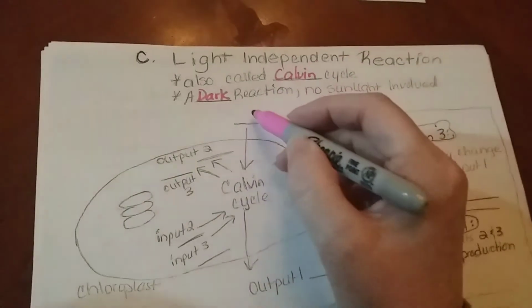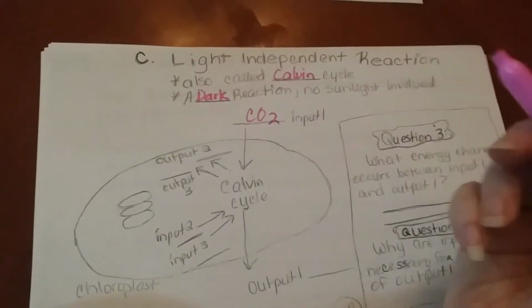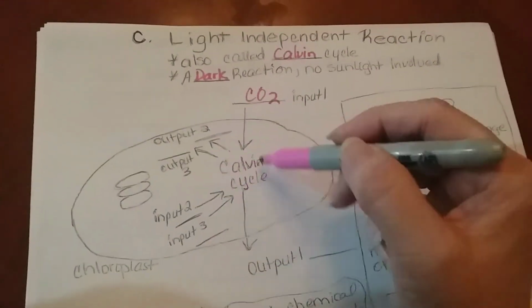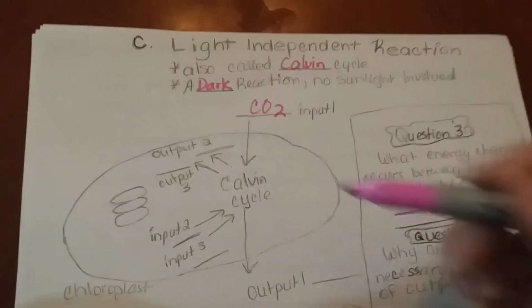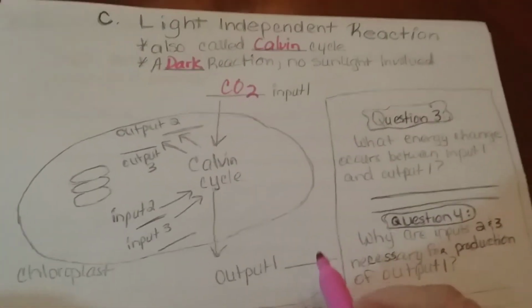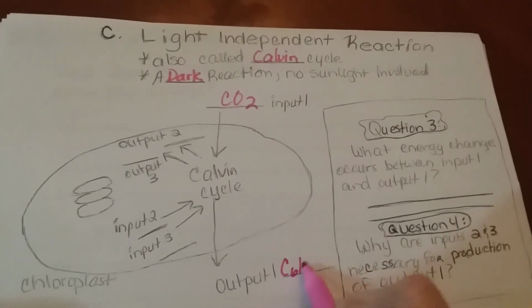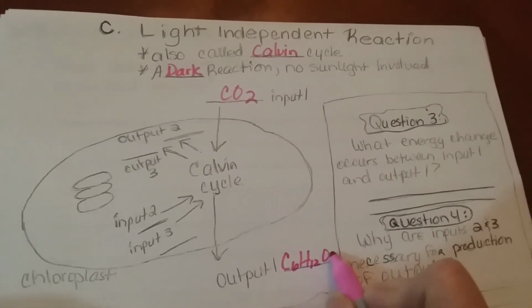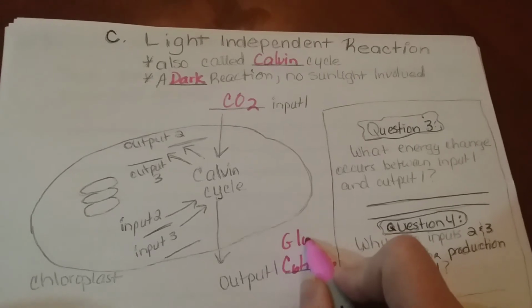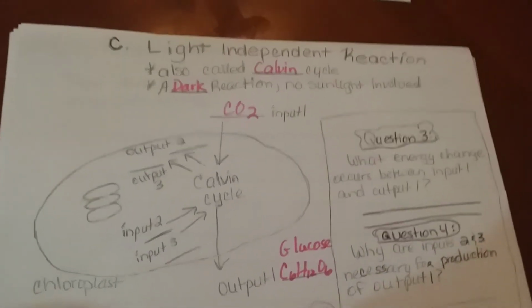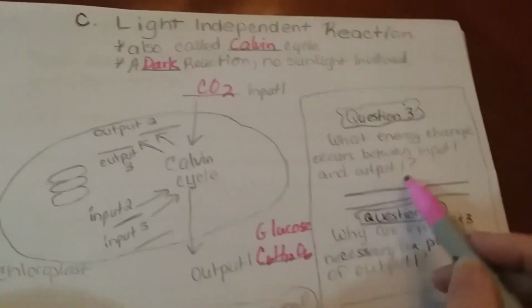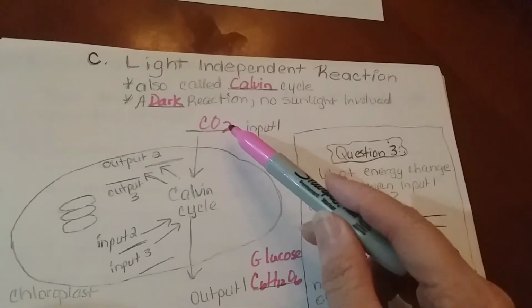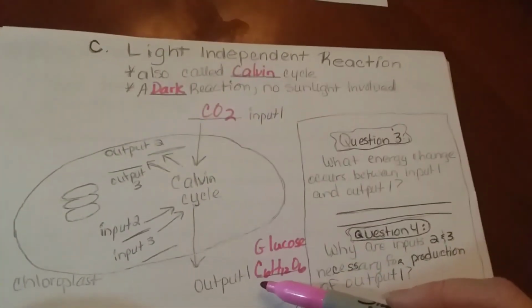Well, the input 1 is carbon dioxide. That is absorbed by plants, and it cycles through this part of the chloroplast. From that, we get our sugar. So that's C6H12O6 glucose. So that is what you would explain here. CO2 got rearranged into C6H12O6.